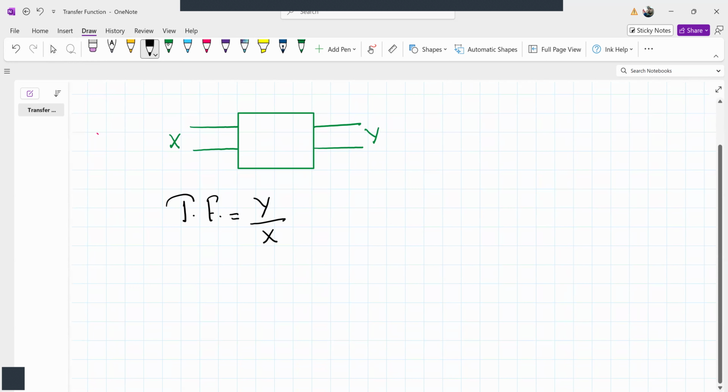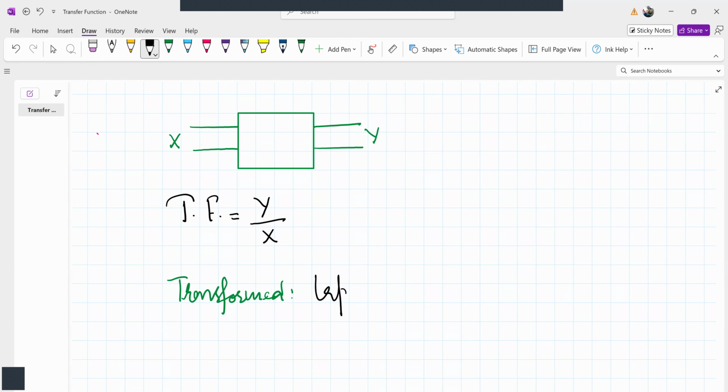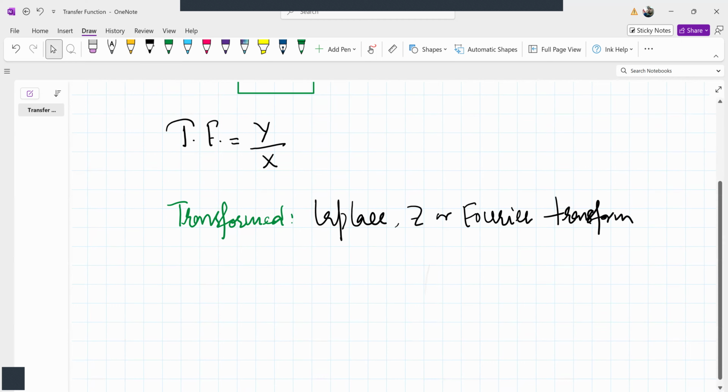What I mean by transform input and output is the Laplace transform, Z transform, or Fourier transform versions of the input and output. So if I take the Laplace transform of the output and divide it by the Laplace transform of the input, that is referred to as the transfer function of the system.